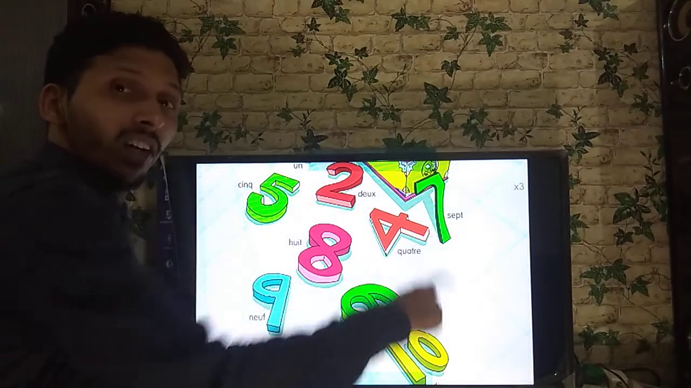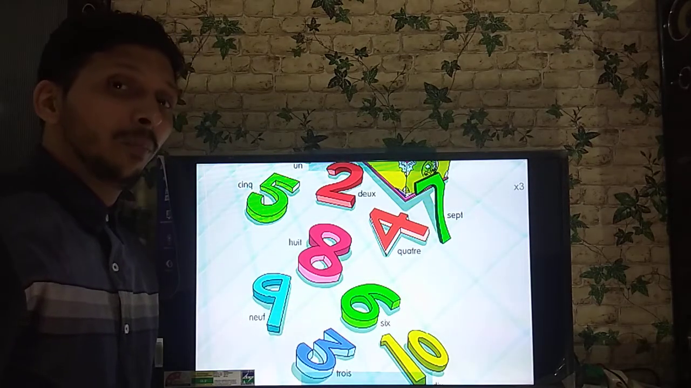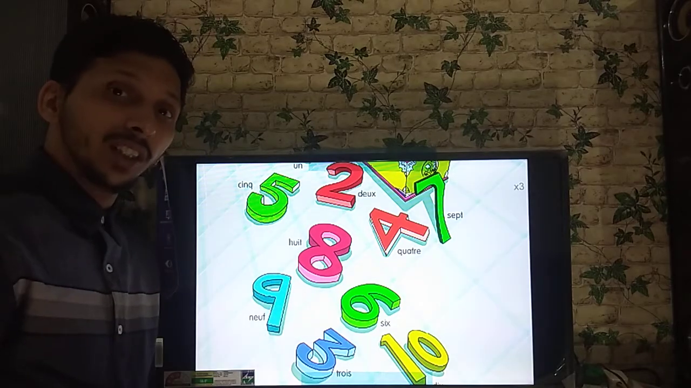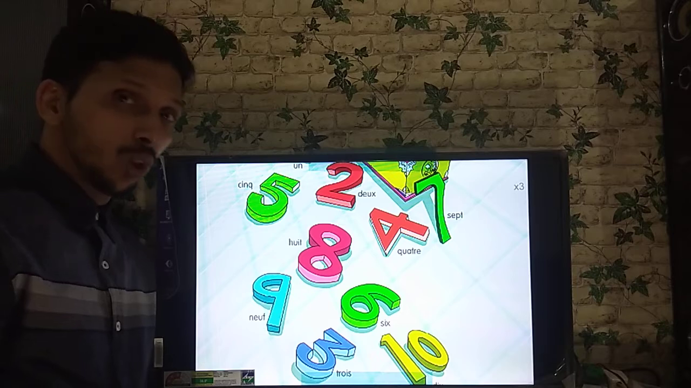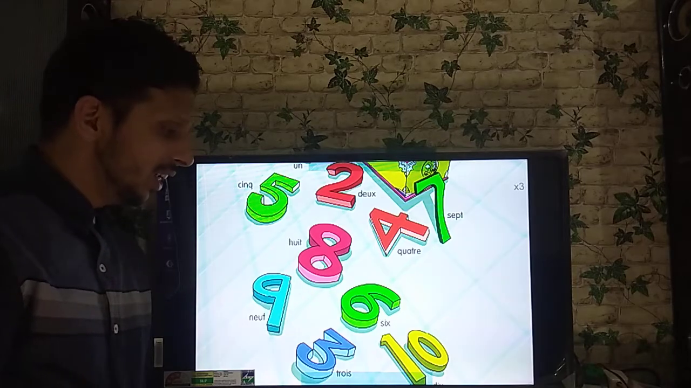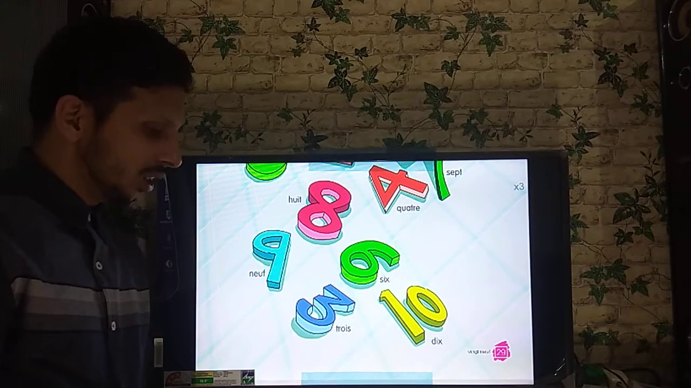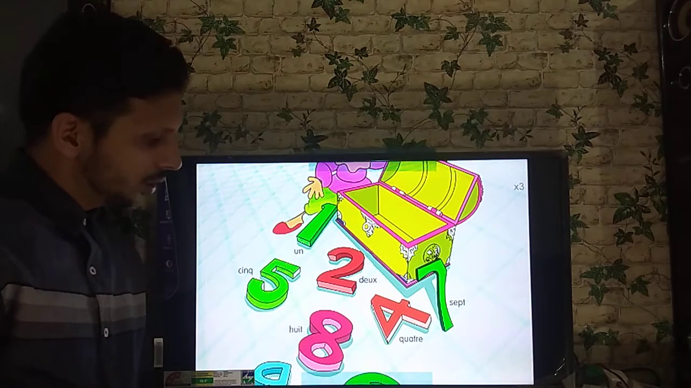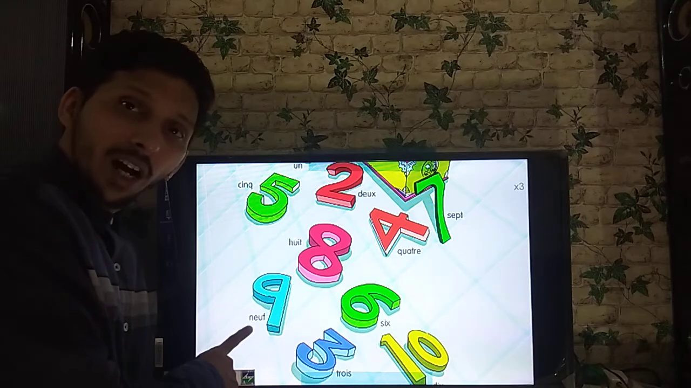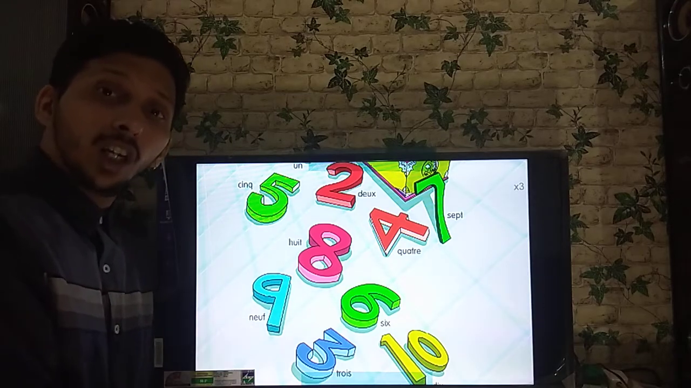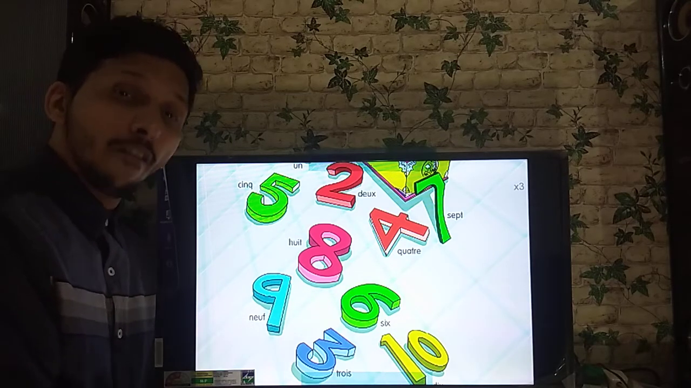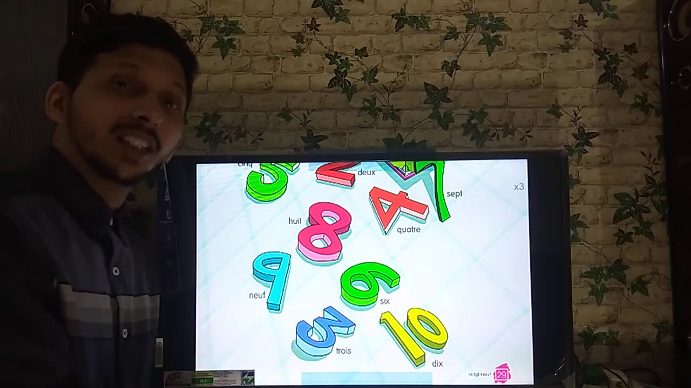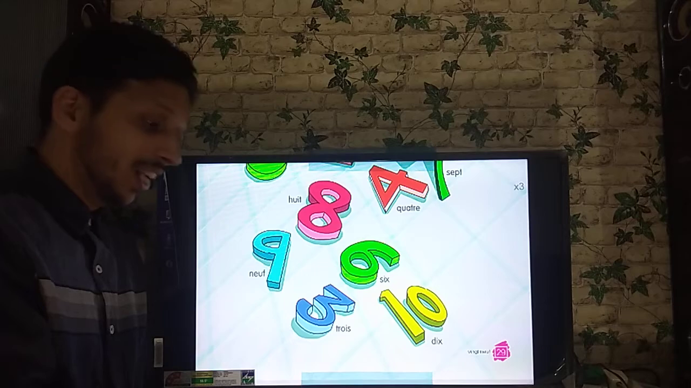Sept means seven, S-E-P-T. Huit is eight, H-U-I-T. Then comes the nine. Nine is neuf, N-E-U-F. And 10 is dix. The last consonant sound, the X, is not pronounced.